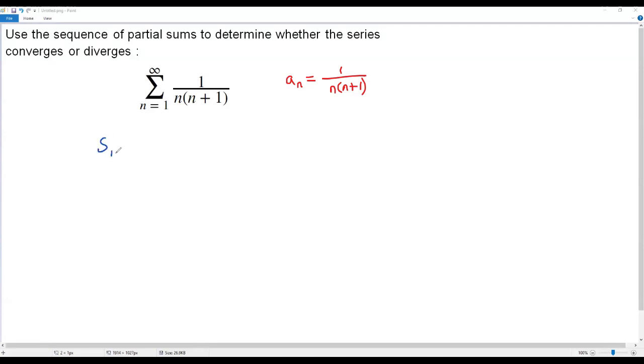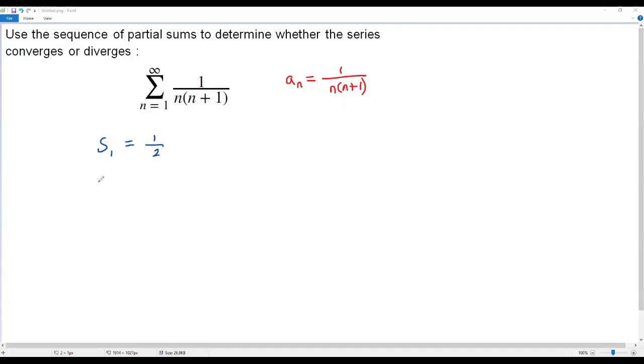Let me find the first partial sum. The first partial sum is nothing but the sum of the first one term of the series, which is just the first term. To get the first term, I just have to plug in n equals 1 into the nth term of the series. When I plug in n equals 1, I'm getting 1 over 1 plus 1 will be 2, 1 times 2 is 2. So I'm getting 1 over 2.